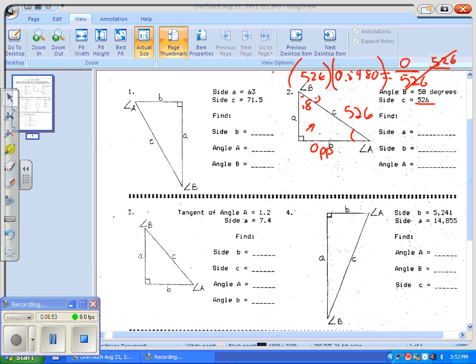So we have O, the side opposite, is equal to 0.8480 times 526. That's going to give us the side opposite, which is which side? Side A, side B. So that is 278.73, is that correct?